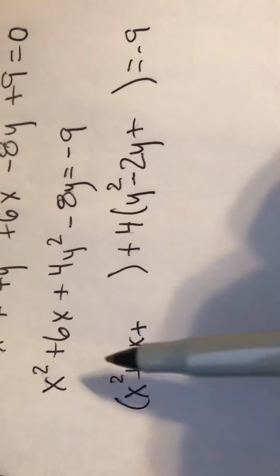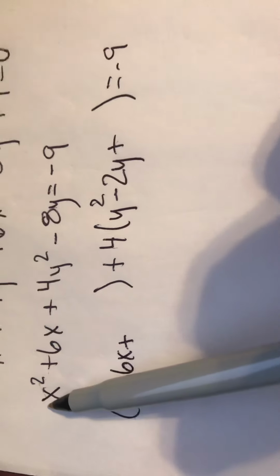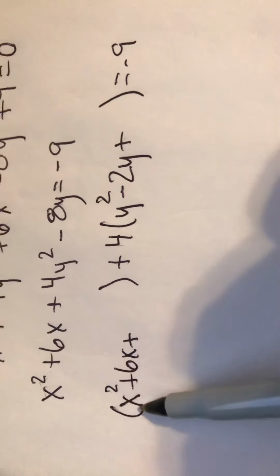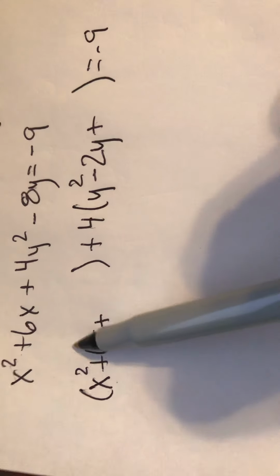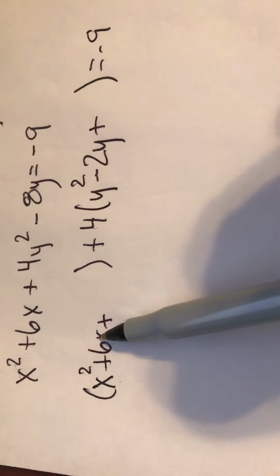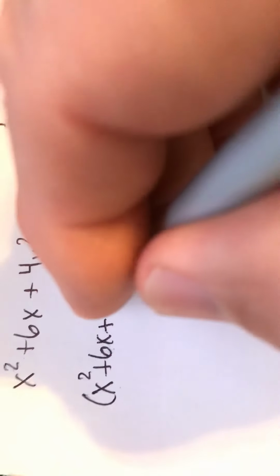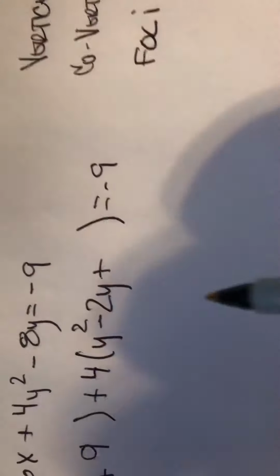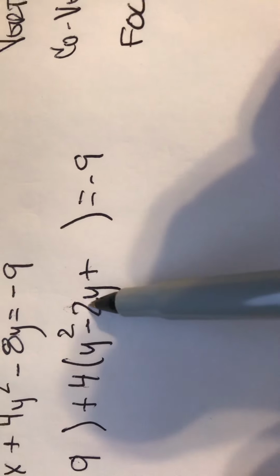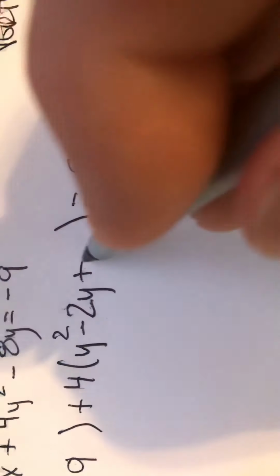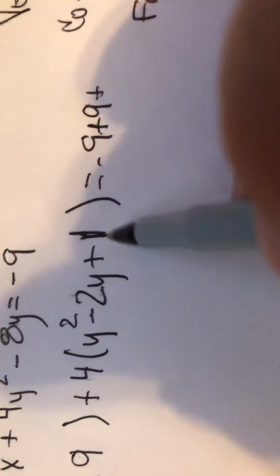All right, now on this one, since I don't have a coefficient in front of my x squared, I don't bring anything out in front of the parentheses. So I do x squared plus 6x. Now I take half of the linear term, which is 3, and square it, and I get 9. I take half the linear term, which is 2. Half of that is 1. 1 squared is 1. Now, if I add something here, I have to add something here. So this is a 9. This is not a 1. It's a 4 times 1, which is 4.